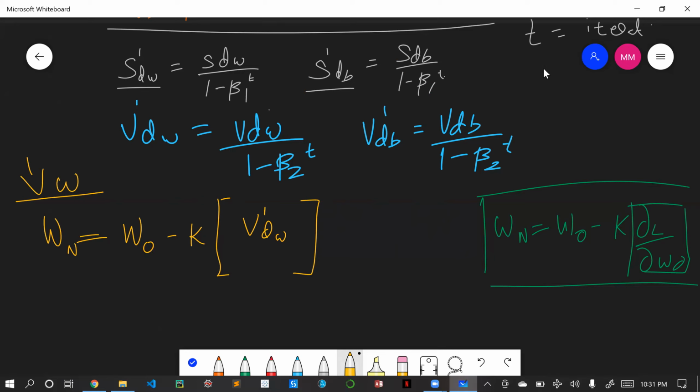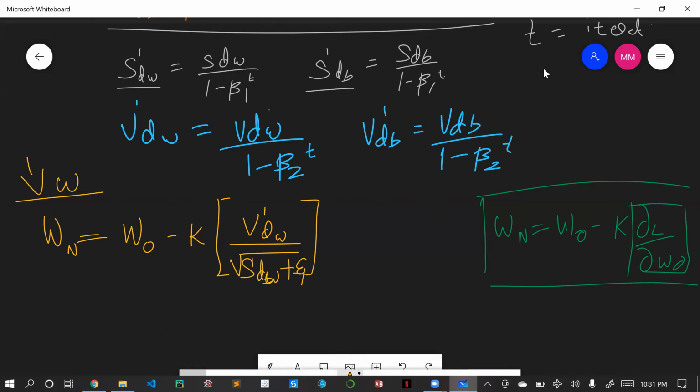So we need to put the corrected one, right? That's why I'm adding a dash over here, divided by square root of S dash dW plus epsilon. I already told you we can't divide any number by 0. That's why we are adding this epsilon value over here.